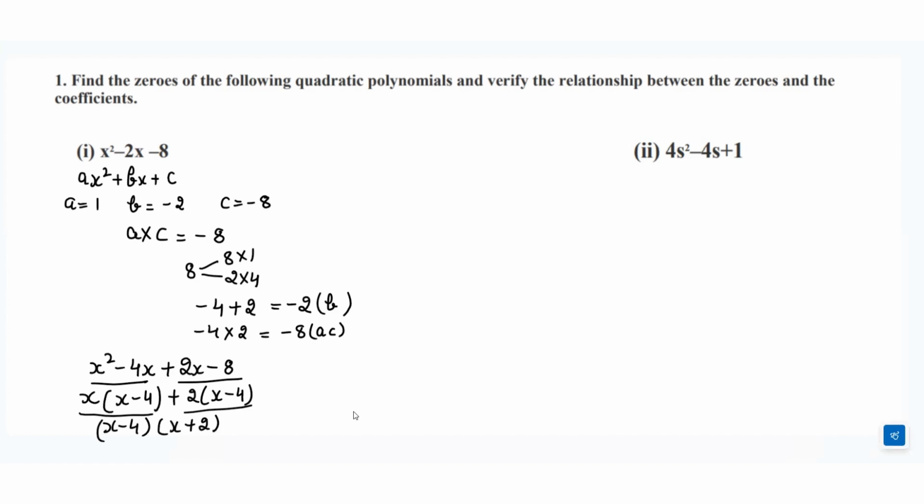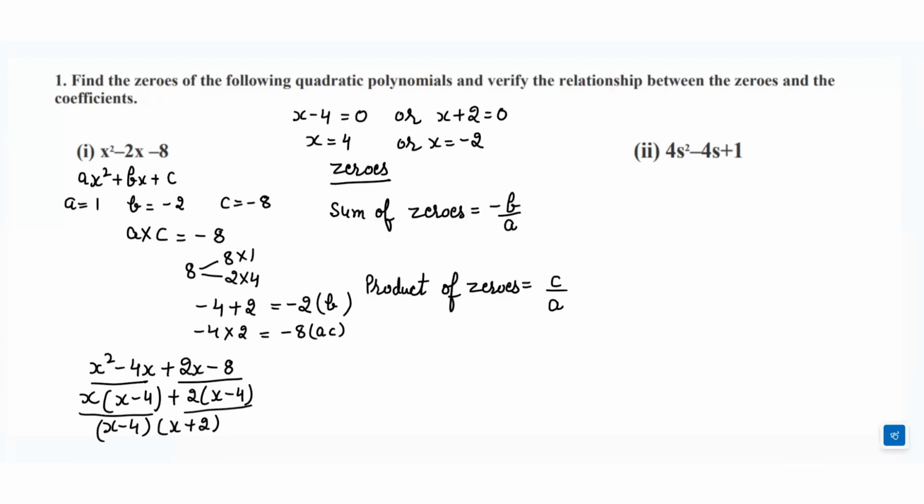Now if I have to find out the zeros of the polynomial, what I'll do, I'll put x minus 4 equals 0, or x plus 2 equals 0. So what I'll get here, x equals 4 or x equals minus 2. So we figured out the values of the zeros. So these are the values for the zeros of the polynomial.